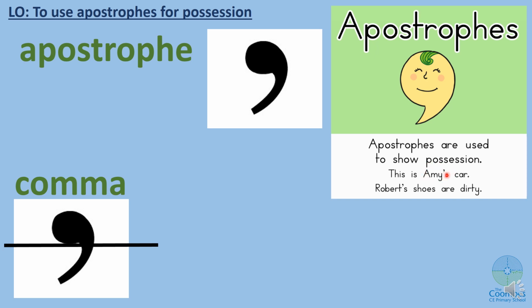The apostrophe is floating up in the air, but if it was a comma, it would be low down on the line. I'm going to show you some sentences and you need to work out if it's an apostrophe or if it's a comma.